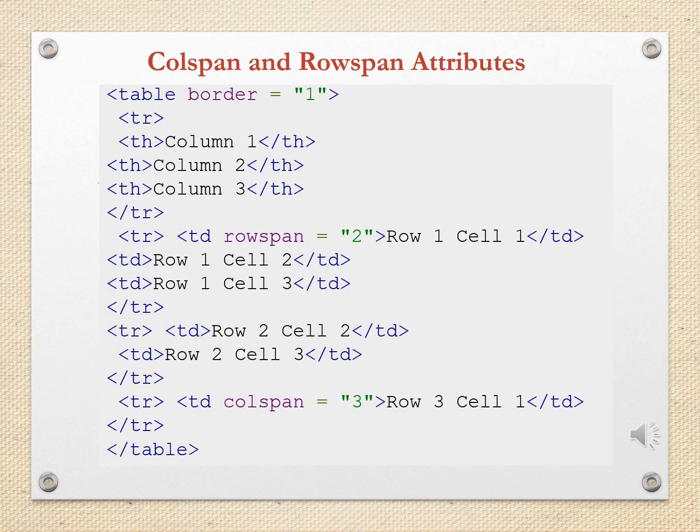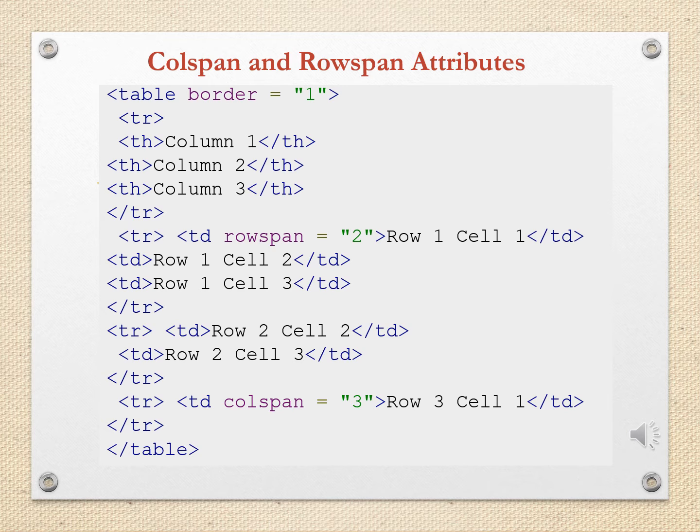Here are the examples of Colspan and Rowspan attributes. We have started the table with a normal table border and we have included 3 columns, if you can see, and here we have included the rowspan equal to 2. So we are combining row 1 and cell 1 into cell 2 and cell 3.